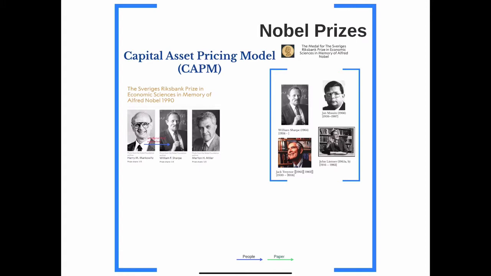More specifically, it was in Sharpe's 1964 paper, published in the Journal of Finance, in Jack Treynor's 1961 and 1962 unpublished papers, in Jan Mossin's 1966 paper published in Econometrica, and in John Lintner's 1965 paper published in Review of Economics and Statistics.